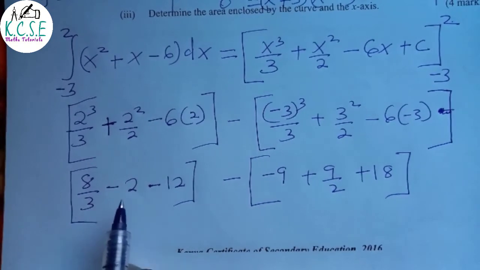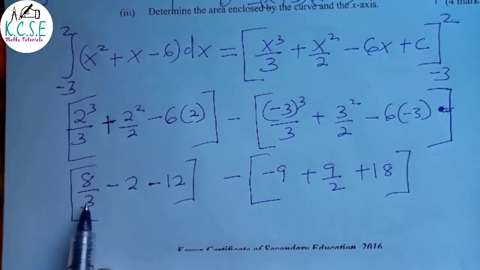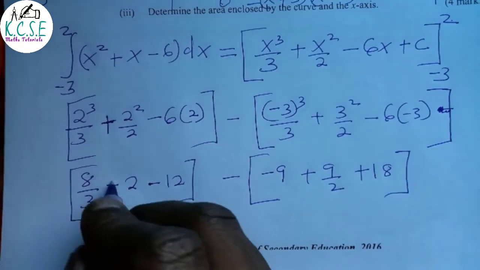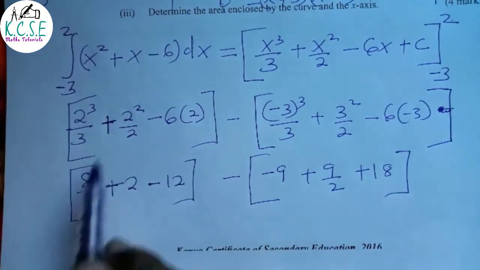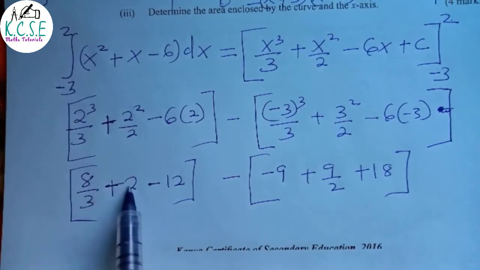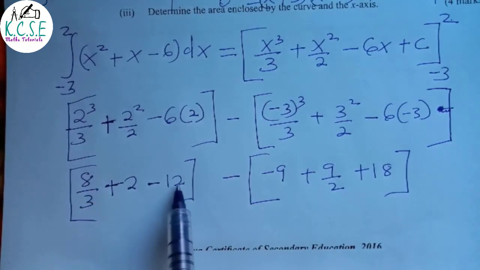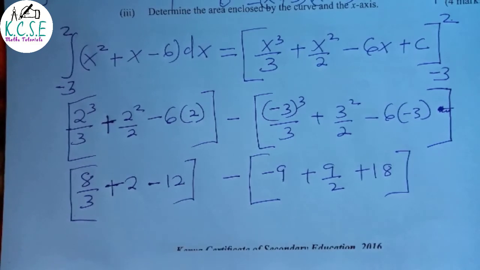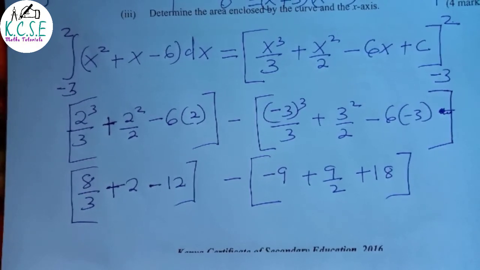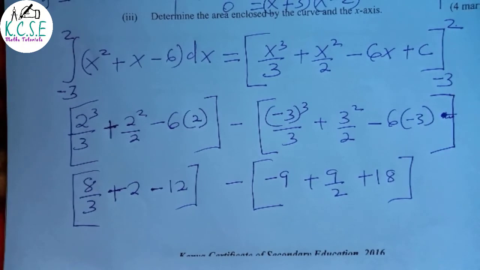Use a calculator to work out these. 8 over 3, subtract 2. Now these are add. It came from here, 2 squared. But this will be 8 over 3 plus 2, subtract 12. Now working out this one with a calculator: 8 over 3 plus 2, subtract 12. This one will give negative 7 and a third.